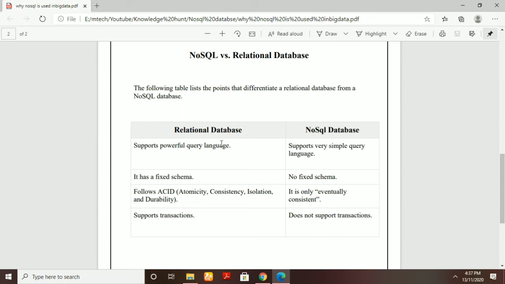I hope everyone is clear with the idea of what is meant by a NoSQL database and what the difference is between NoSQL and relational databases. In further videos we will be seeing why different types of NoSQL are used in big data and how they are used.